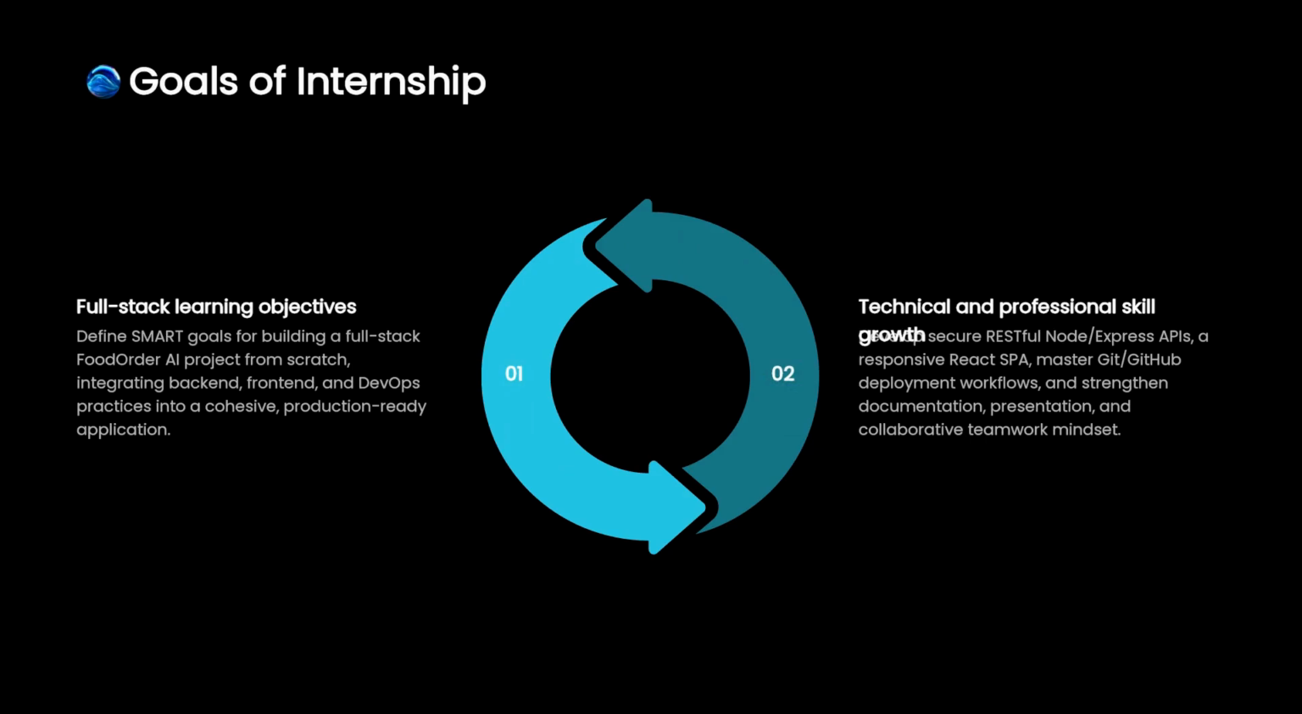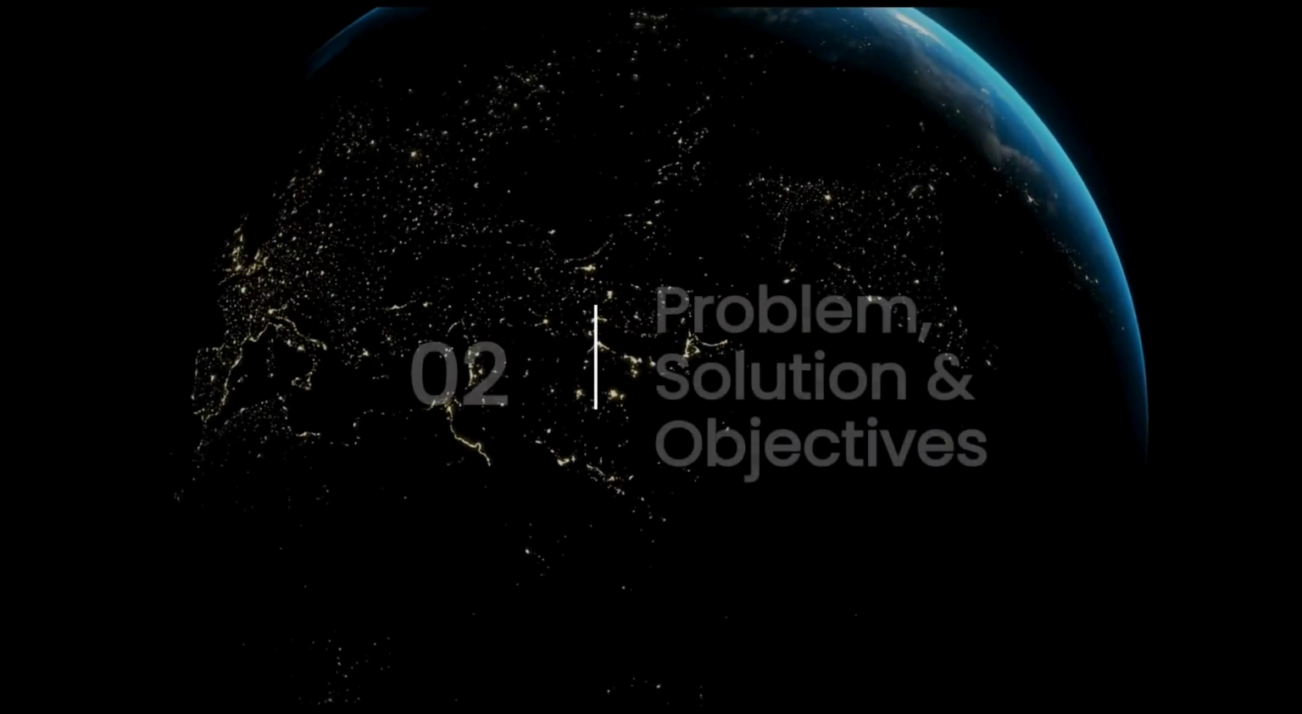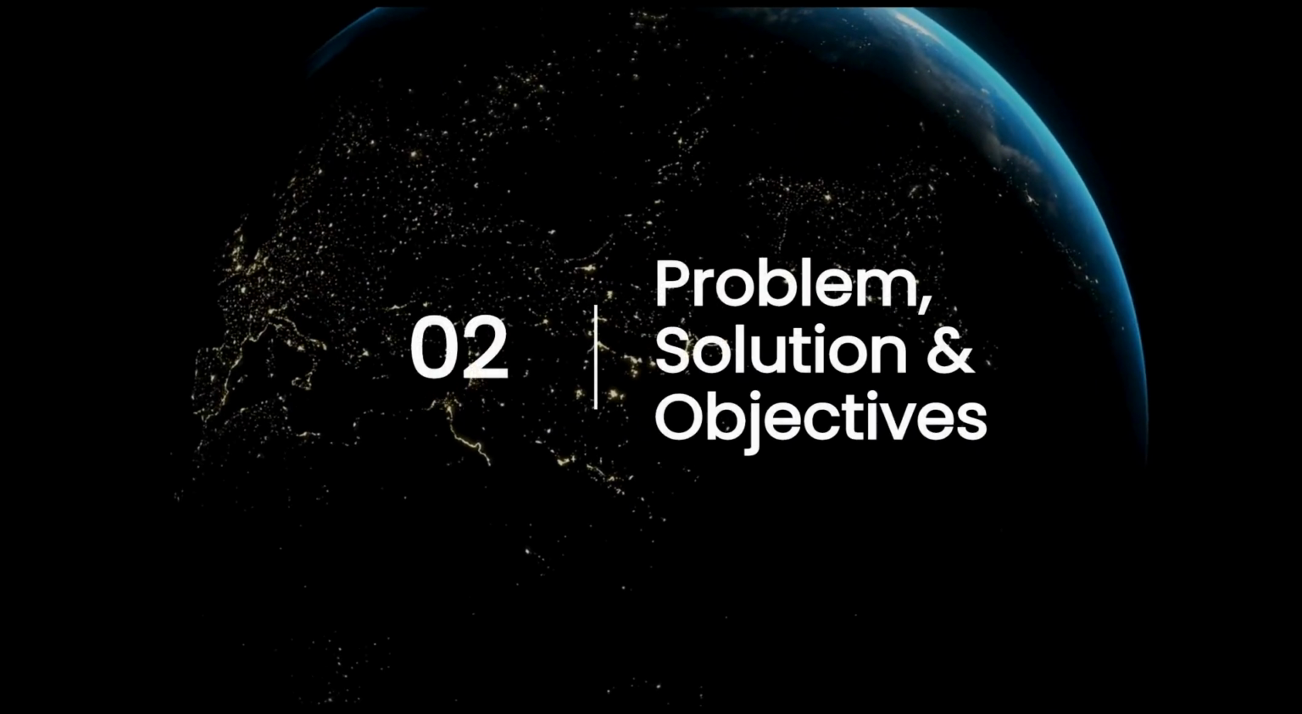So, goals of the internship. The primary objective of this internship was to understand the MERN stack and develop a real-world web application. The goals included learning React for front-end development, Node.js and Express.js for back-end development, MongoDB for database management, REST APIs, authentication, deployment, and collaborative software development practices. So now I will discuss the second section, problem, solution and objectives.